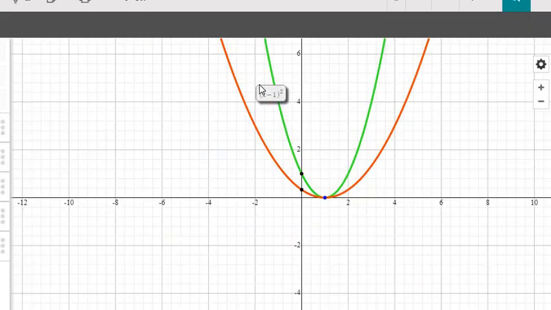The green one is y1, the parent function, while the orange one is y3, which is 1 over 3 times x minus 1 all squared. For example, if we compare these 2 points, this is 0 and 1, here it is 0 and 1 over 3. So the value of y is 3 times smaller.